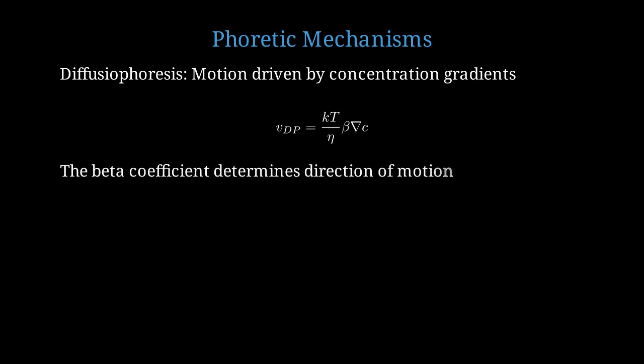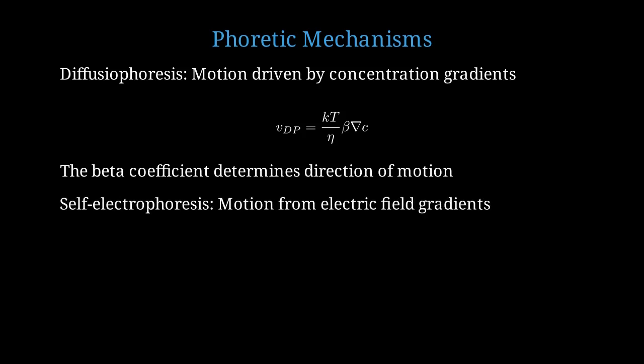The sign of beta determines whether the particle moves up or down the gradient. If the particle attracts the solute, beta is typically negative, and the particle moves toward lower concentrations. If it repels the solute, it moves toward higher concentrations. Self-electrophoresis occurs when the catalytic reaction is electrochemical, creating local electric fields. For example, a platinum-gold Janus particle in hydrogen peroxide generates protons at one end and consumes them at the other, creating an electric field that drives motion.